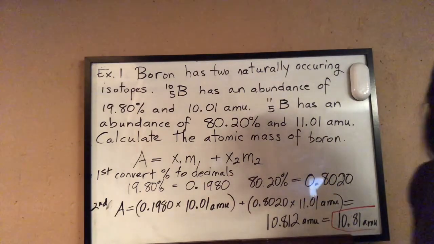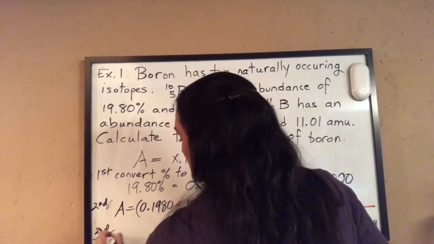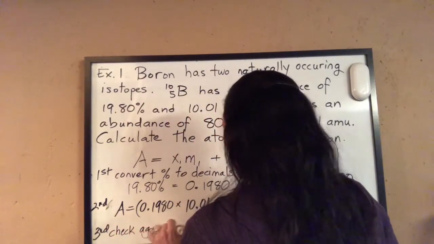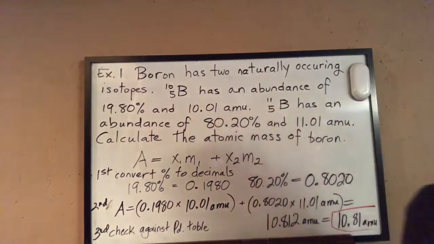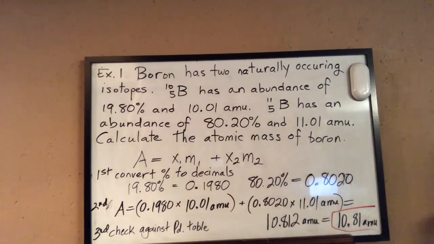So that's the way you can check. You can check against the periodic table. So we'll just write a third step, check against periodic table. Okay? The atomic mass is the weighted average of all the isotopes that exist for that element.